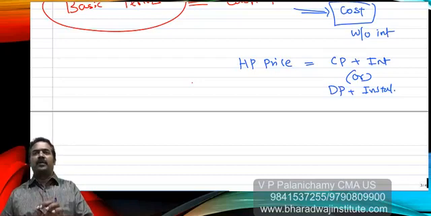For example, you will make down payment today and purchase the asset. When will the next installment come? At the end of the year. At the end of the year, the installment will come. Okay, start.